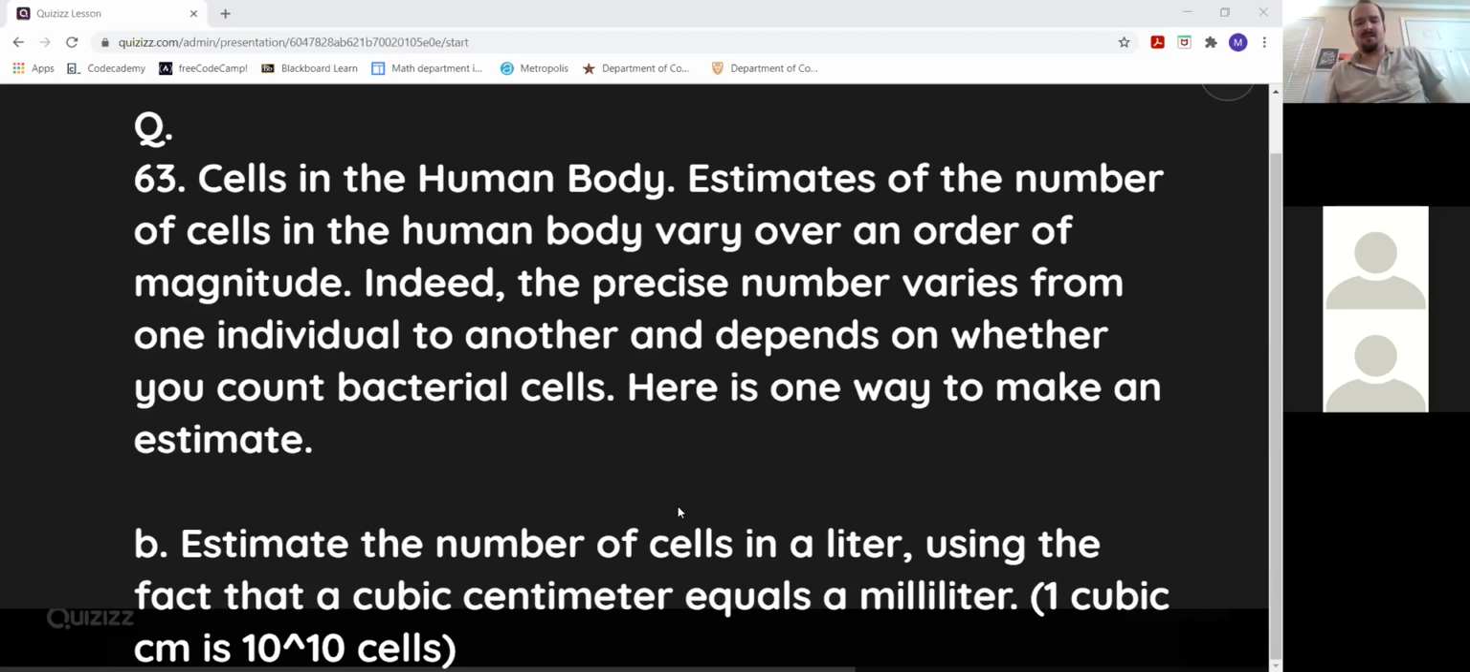So I think really the only thing you have to do is convert liters to milliliters, and milliliters is cubic centimeters. So then you're converting cubic centimeters to cells.